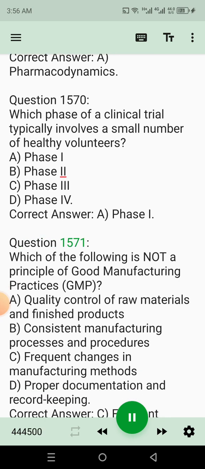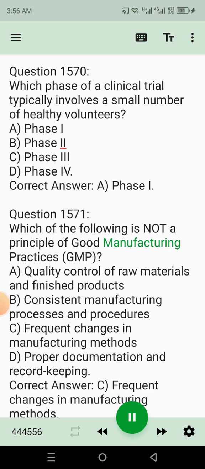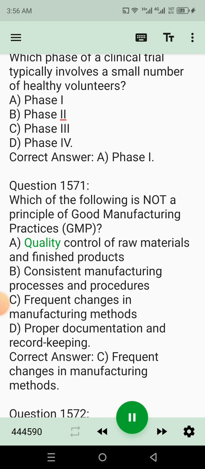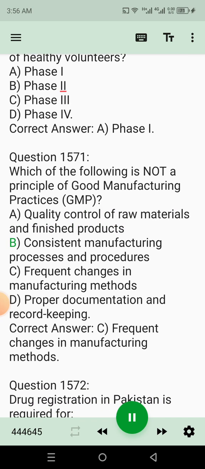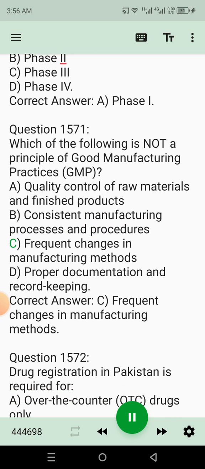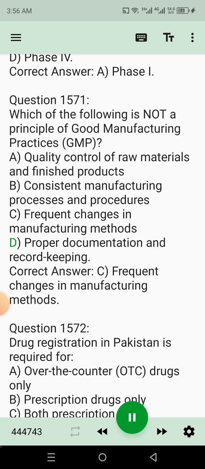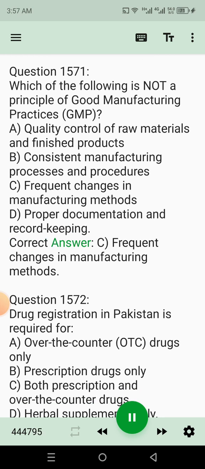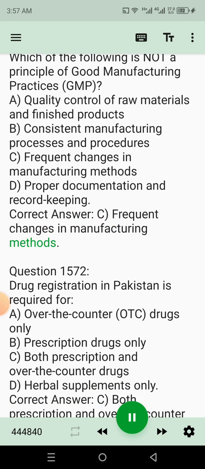Question 1571. Which of the following is not a principle of good manufacturing practices (GMP)? A. Quality control of raw materials and finished products. B. Consistent manufacturing processes and procedures. C. Frequent changes in manufacturing methods. D. Proper documentation and record keeping. Correct answer. C. Frequent changes in manufacturing methods.